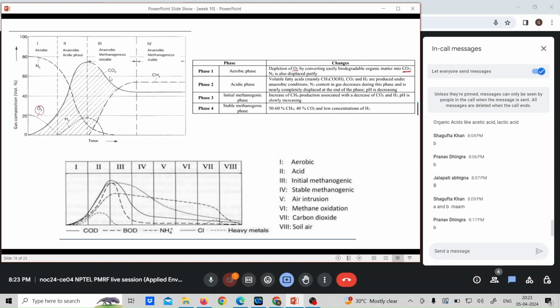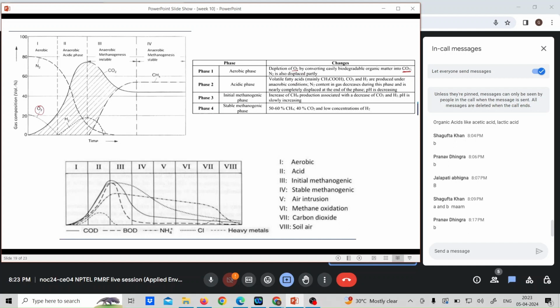Similarly, when you go to the initial methanogenesis phase, what happens? You can see methane is getting generated from here only. Until the acidic phase, there is no talk about methane, but here we start talking about methane and it gradually increases, and carbon dioxide is decreasing. Nitrogen is now almost completely depleted, and hydrogen is also depleted here.